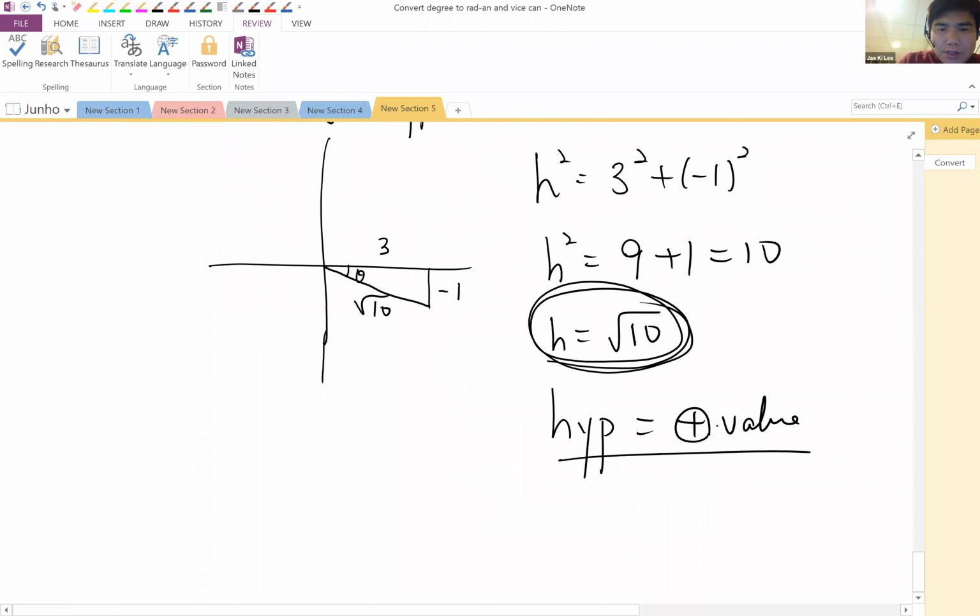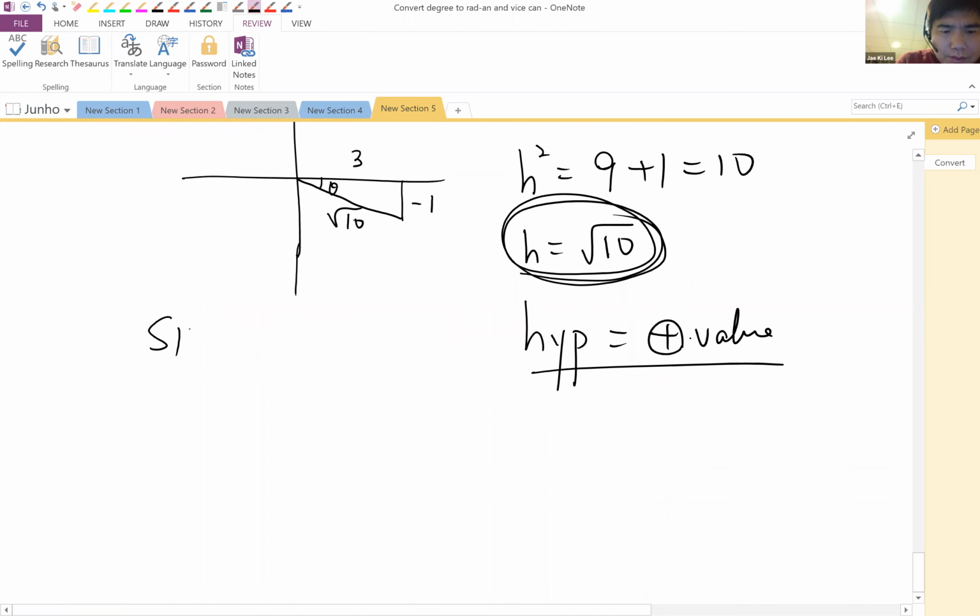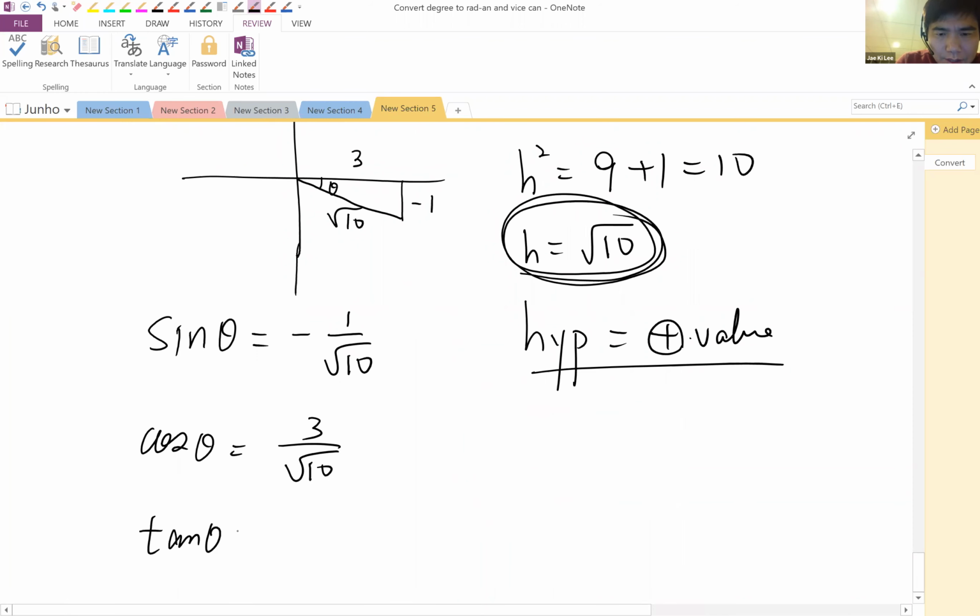So based on this, we can find sine theta equals negative 1 over root 10, and cosine theta means 3 over root 10, and tangent theta means negative 1 over 3.